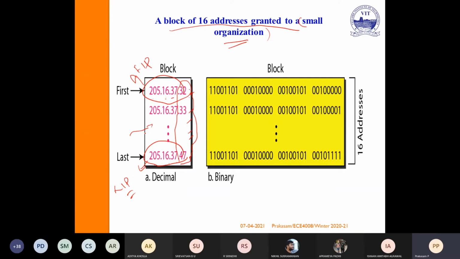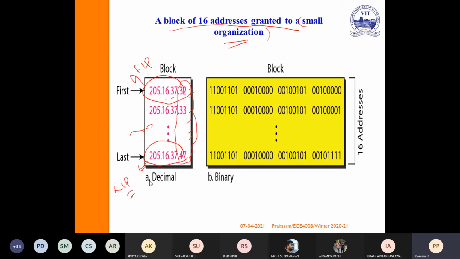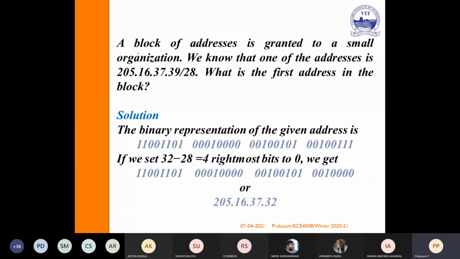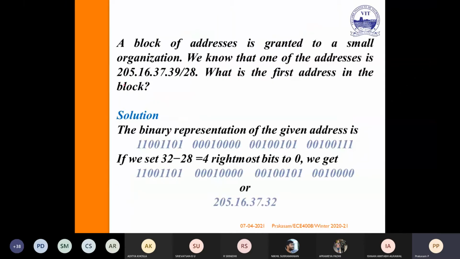From that IP address, you should find the first host address and the last host address using these procedures. So we will see how to find the first and last host address using an example. For example, 39 is also one of the addresses in this block. So one IP address is 205.16.37.39/28.